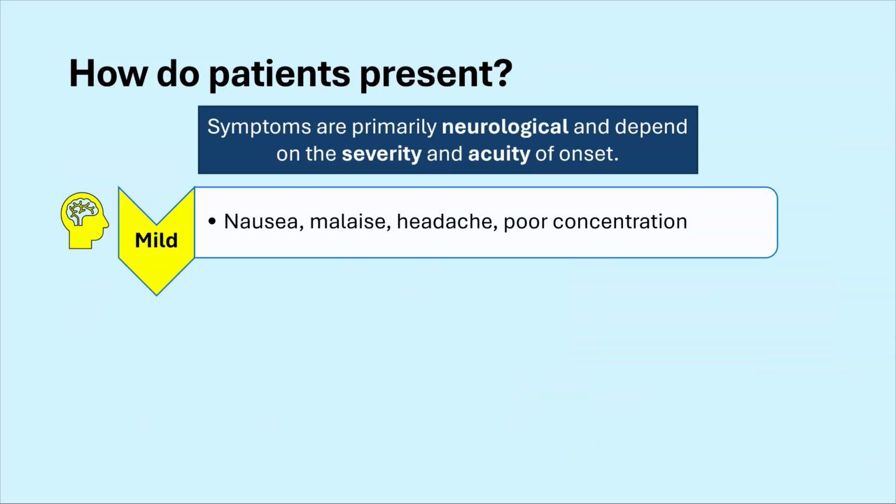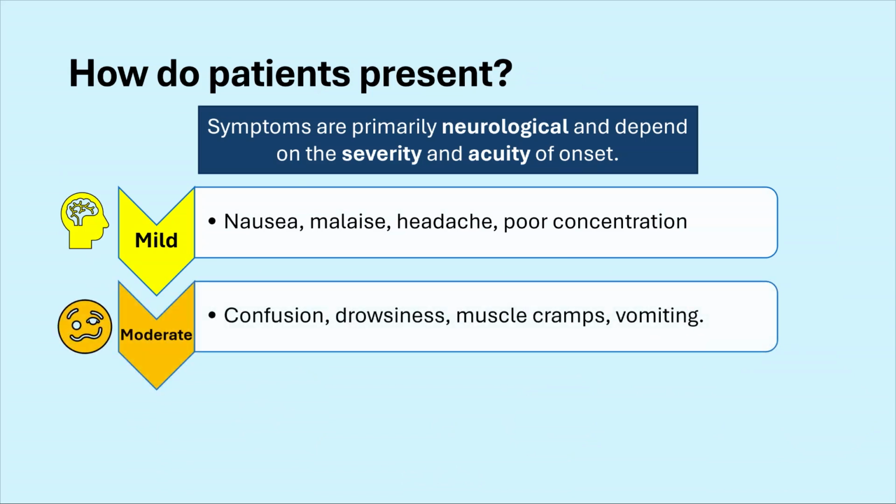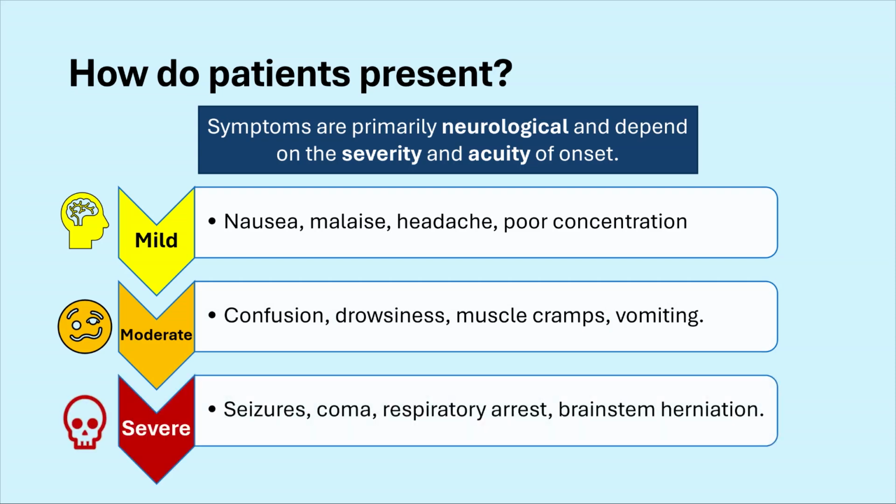Milder symptoms can be nausea, headache, and poor concentration. In moderate hyponatremia, people start becoming confused, a bit drowsy, and having muscle cramps, and people with severe hyponatremia can develop seizures, respiratory arrest, brainstem herniation, or even go into a coma. Now, this is a medical emergency which needs to be treated straight away.